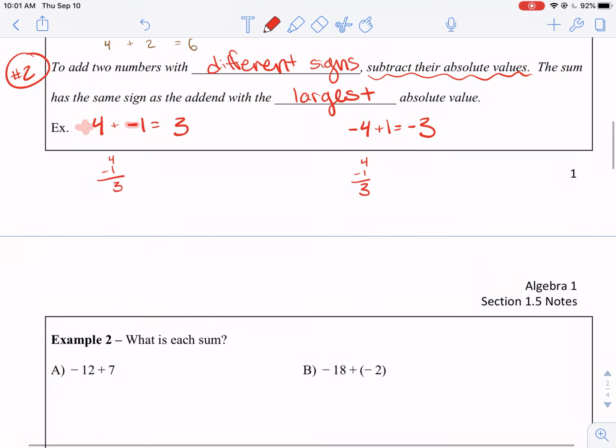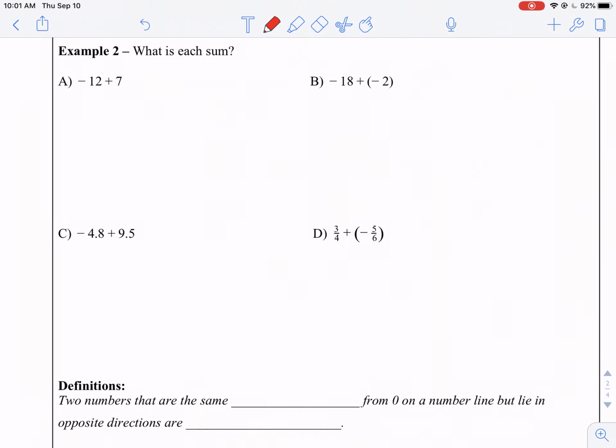Using these rules, go ahead and try your hand at example 2. Pause the video, do your best, and check your answers.